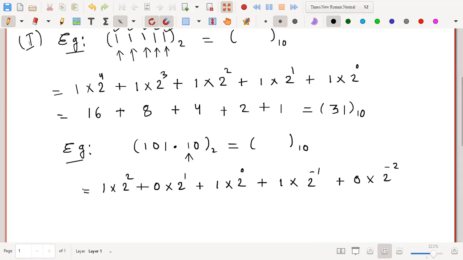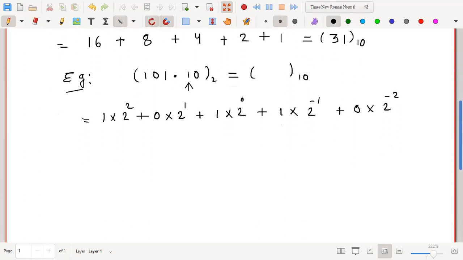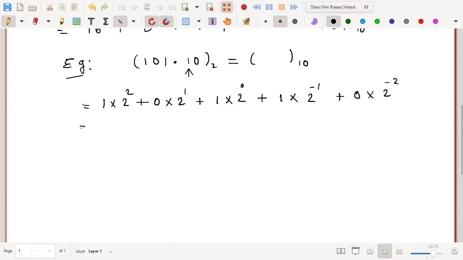All right, so now 1 into 2 to the power 2, that is 4. 4 into 1 is 4, plus 0 into 2 to the power 1, you will get a 0, plus 1 into 2 to the power 0. Now 2 to the power 0 is 1. 1 into 1 is 1, plus what do you have? 1 by 2 to the power 1. 2 to the power 1 is 2, so this is just 1 by 2, plus you have 0 into something, you will get a 0. So fine, 4 plus 1 is 5.